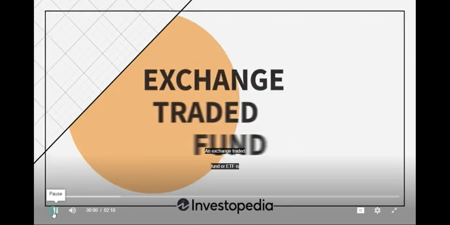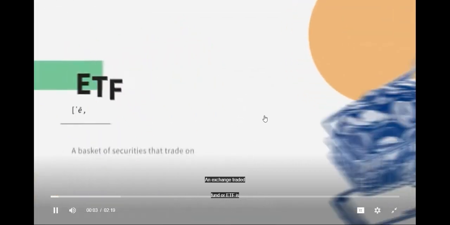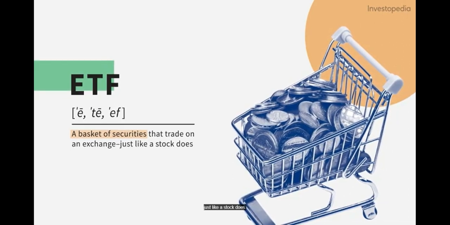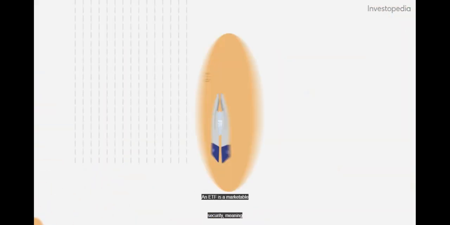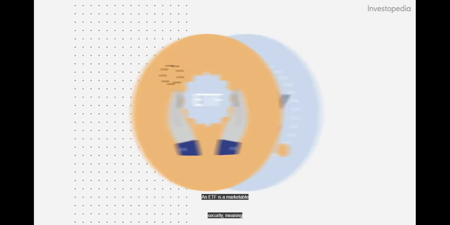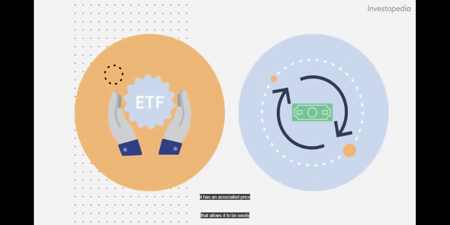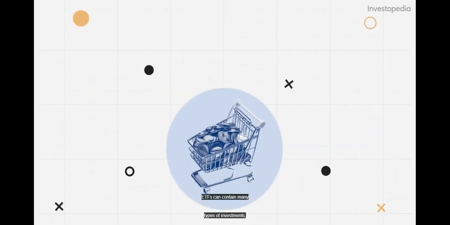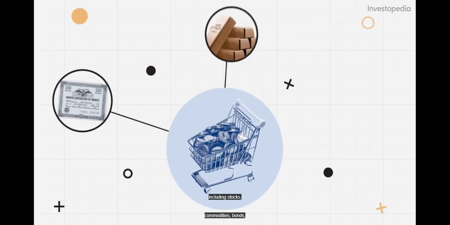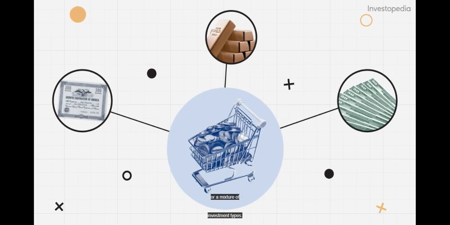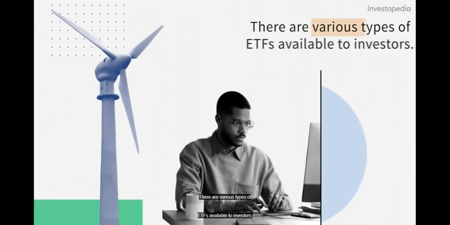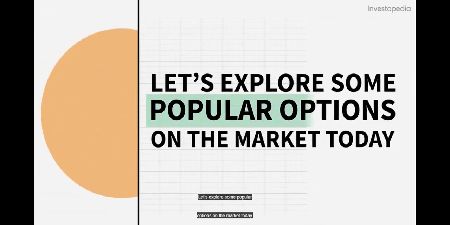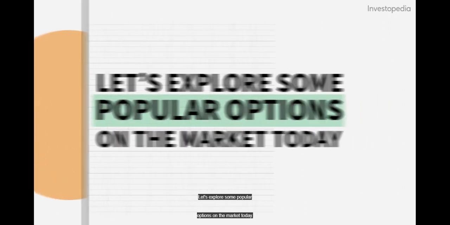Here we go. An exchange-traded fund, or ETF, is a basket of securities that trade on an exchange, just like a stock does. An ETF is a marketable security, meaning it has an associated price that allows it to be easily bought and sold. ETFs can contain many types of investments, including stocks, commodities, bonds, or a mixture of investment types. There are various types of ETFs available to investors. Let's explore some popular options on the market today.